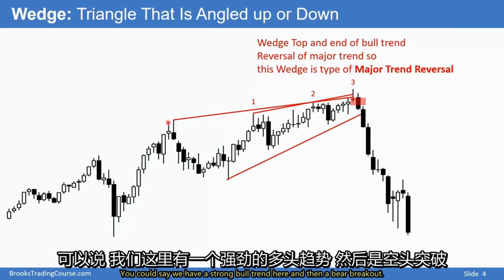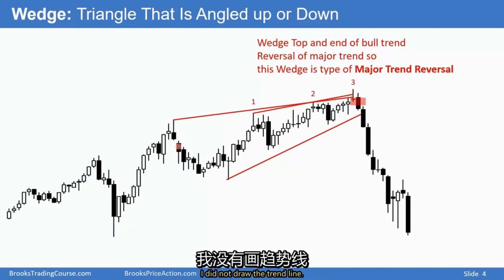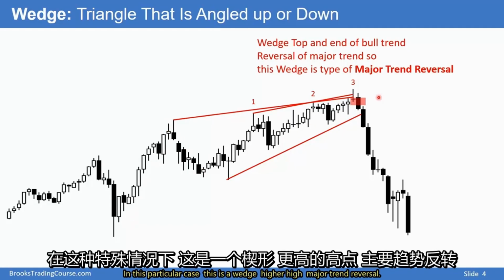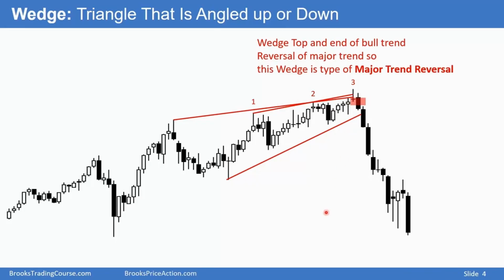You could say we have a strong bull trend here and then a bear breakout. I did not draw the trend line. And traders will look for a resumption of the bull trend to fail. In this particular case, this is a wedge, higher high, major trend reversal.